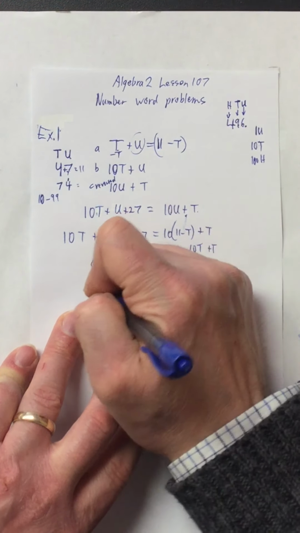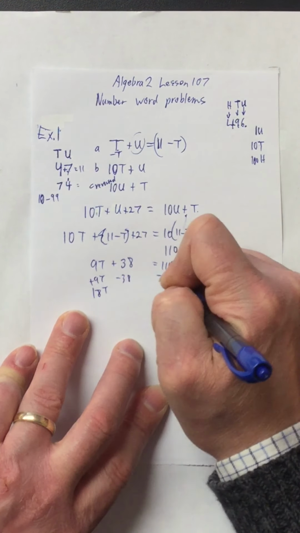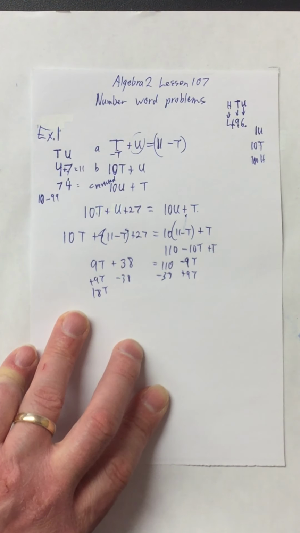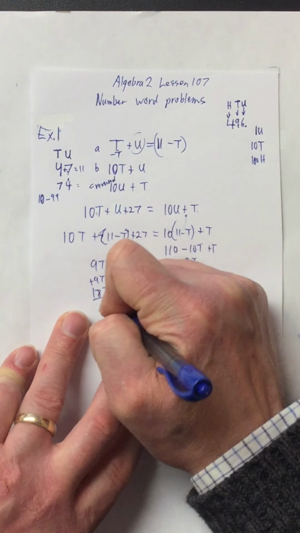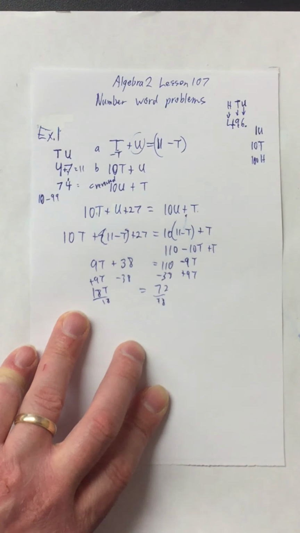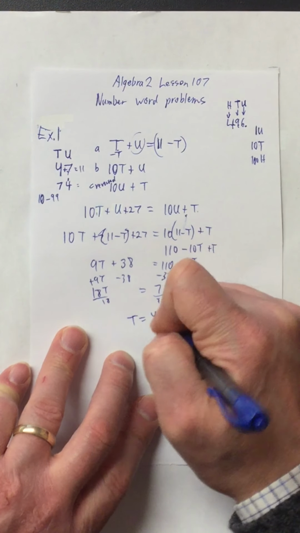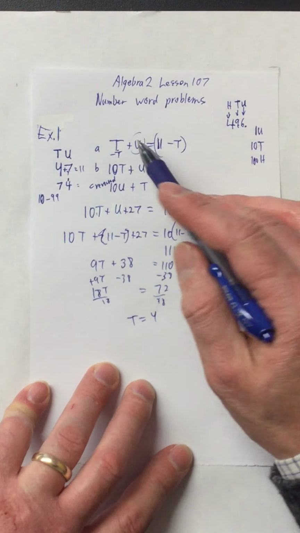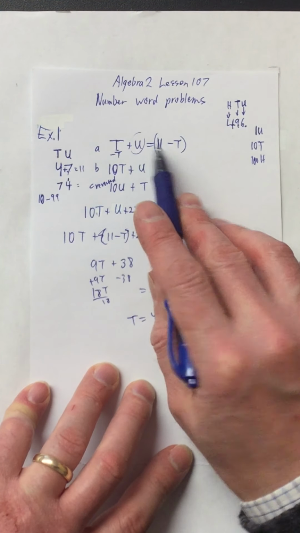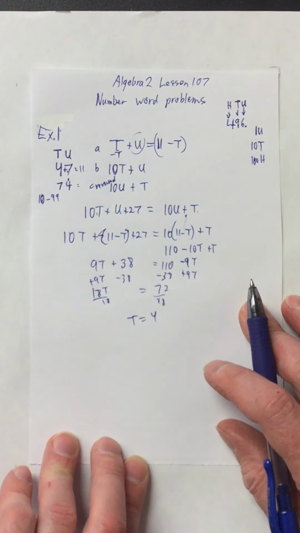Let's add 9t to both sides. 18t. Let's subtract 38, subtract 38. 72 here. Divide by 18, divide by 18. And there we go. My answer for my 10 spot is 4. There we go, that's correct. And then I put it back in here. 11 minus 4, my unit spot, my 1 spot, is 7. So my number is 47.